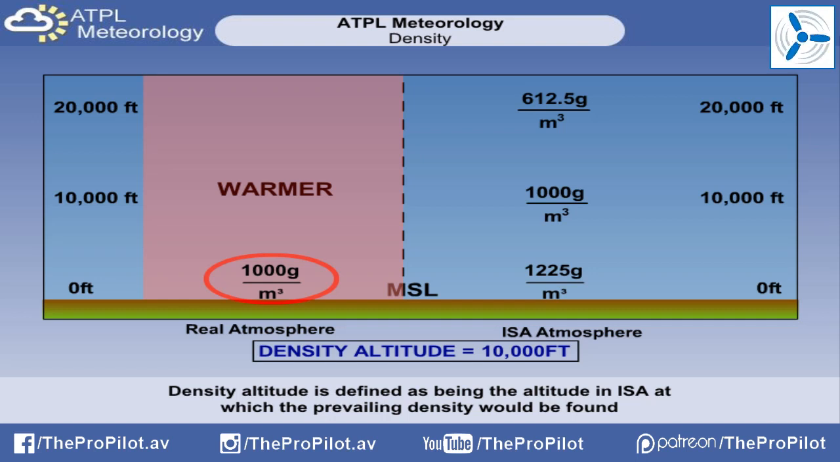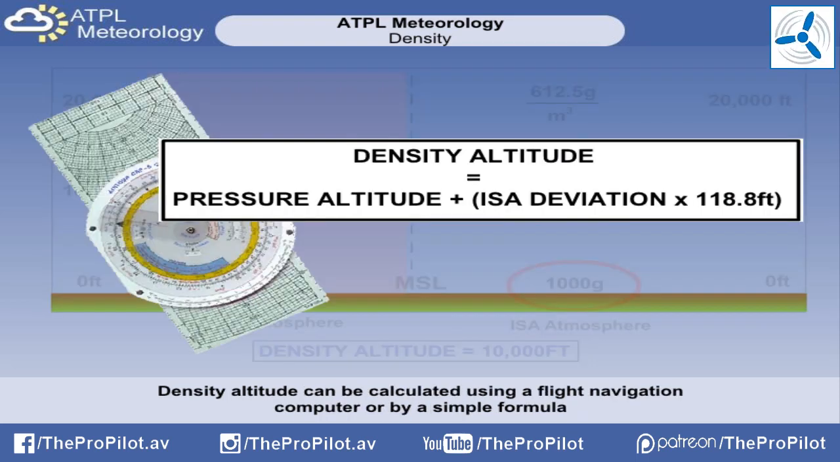The knowledge of density altitude is important in assessing the effect of the changing density on aircraft performance. We'll cover this later, but for now, let's see how we can calculate our density altitude. There are two simple ways of calculating the density altitude. One method is by using a flight navigational computer, and the other is by using a simple numerical formula.